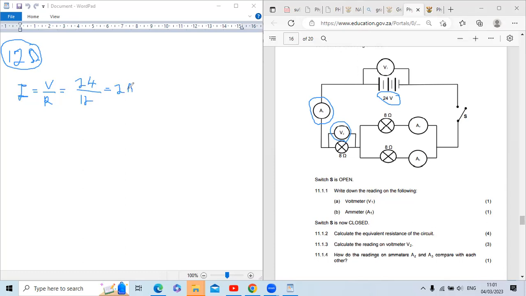So when we get questions on circuits, we usually have to solve indirectly. So instead of just going straight up for V2, we have to solve for A1 and then go back to V2.